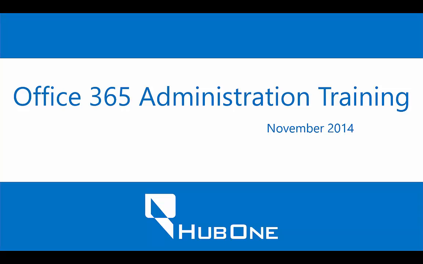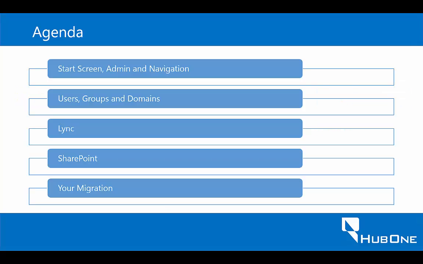My name's Nick Beaujard. During this training, we're going to take you through how to administer Office 365. The key things we'll go through are how to get to the start screen, how to perform administration, and how to navigate around it. We're going to look at the administration of users, groups, and domains. We're going to look at the administration and default settings you should have for Lync. We're going to have a little bit of a look at SharePoint administration.